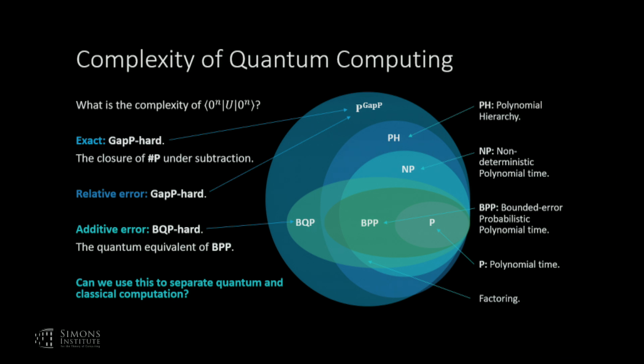Also, it's worth noting we have factoring inside BQP, by Shor's algorithm, but not known to be inside BPP. So this is a big open question.